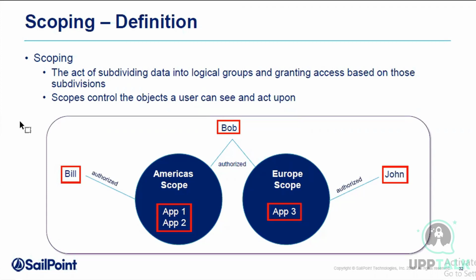So you can see Bill is authorized to application 1 and application 2. John is authorized to application 3, whereas Bob is authorized to all 3 applications. So here Bill cannot access application 3 data, and John cannot access application 1 and 2 data. So that is the intention of scoping.